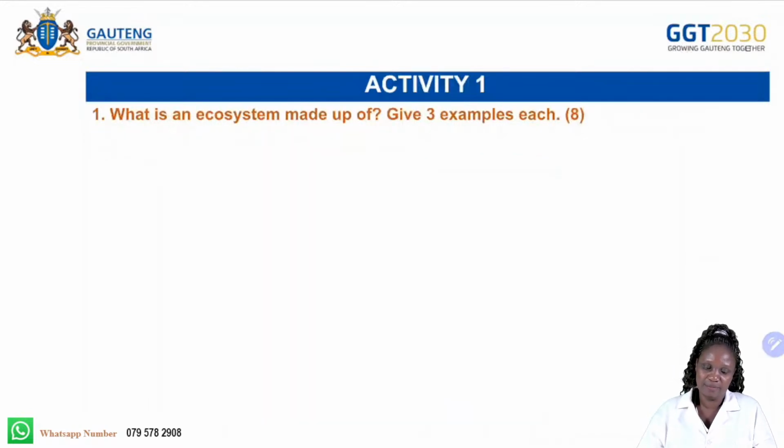Grade 8. We've got activity 1. What is an ecosystem made up of? Give 3 examples each. It carries 8 marks. We'll give you 5 minutes to answer this activity.